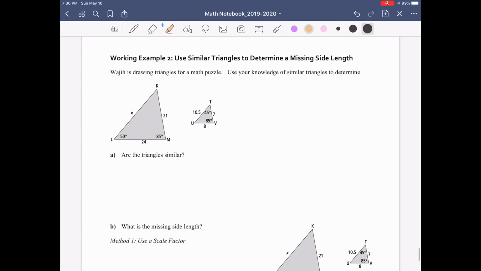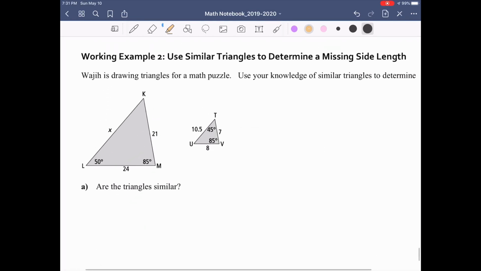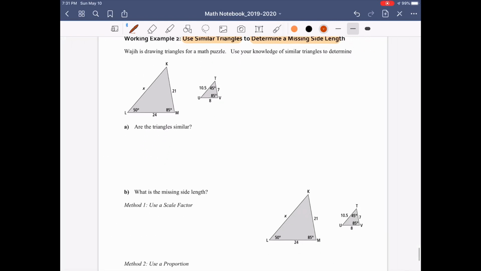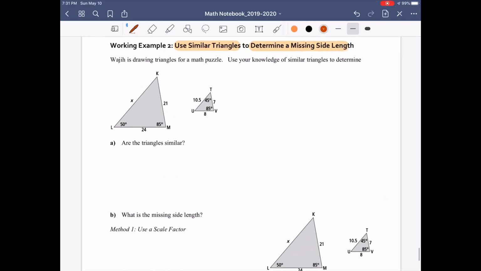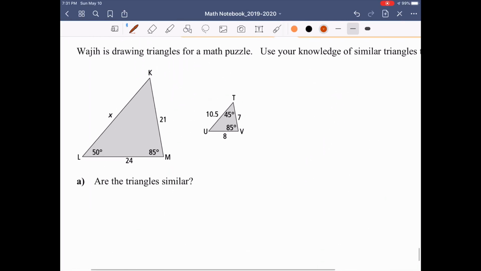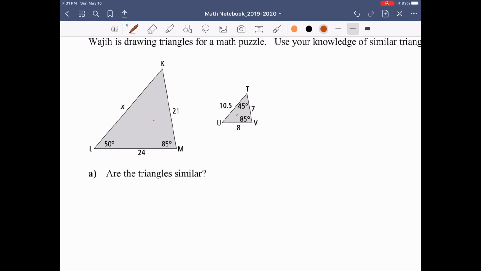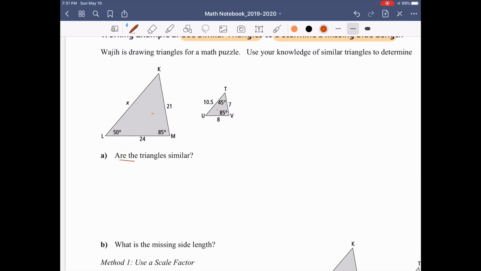So moving on to working example number 2, we're going to be using similar triangles to determine a missing side length. And the first question says, Wajia is drawing triangles for a math puzzle. Use your knowledge of similar triangles to determine what they're asking for in part A and part B. So here are 2 triangles, and we have to check first if the triangles are similar.